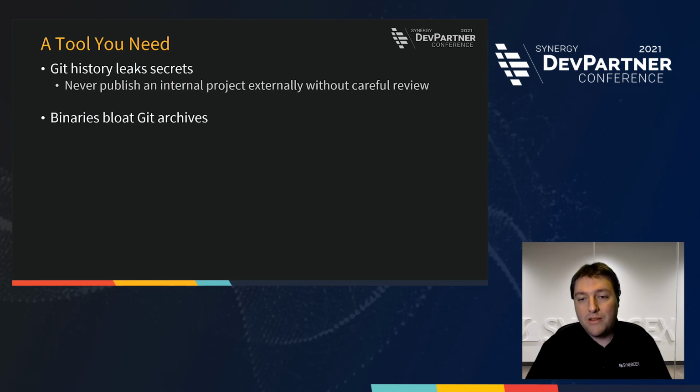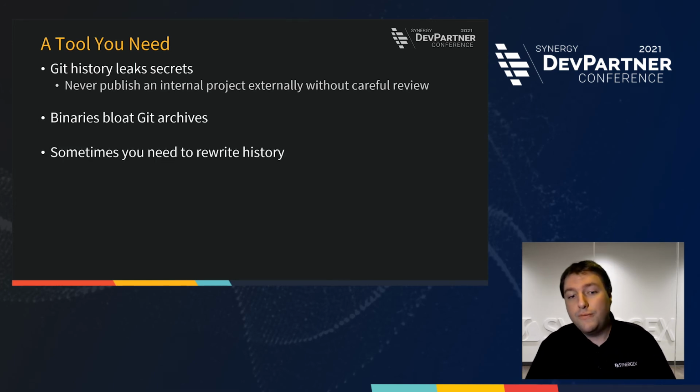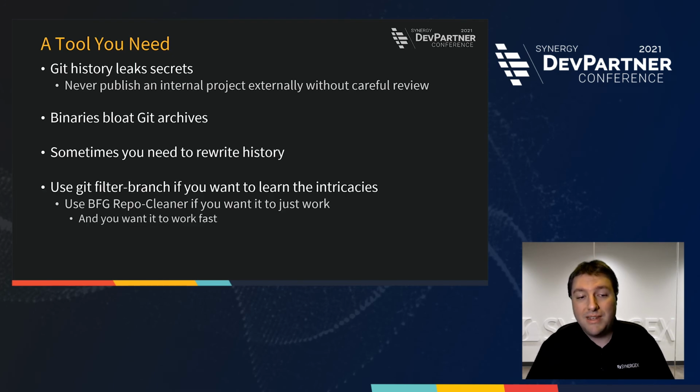But once that binary is already in your source repository, the damage is already done. Sometimes you need to rewrite history in order to deal with these problems. Git does have a tool called filter branch that can assist you in culling details or binaries from history. But it's a very intricate tool, it has a high learning curve, and it also takes a long time to run. Instead, I would recommend using BFG Repo Cleaner if you want a process that just works and you want it to work quickly.